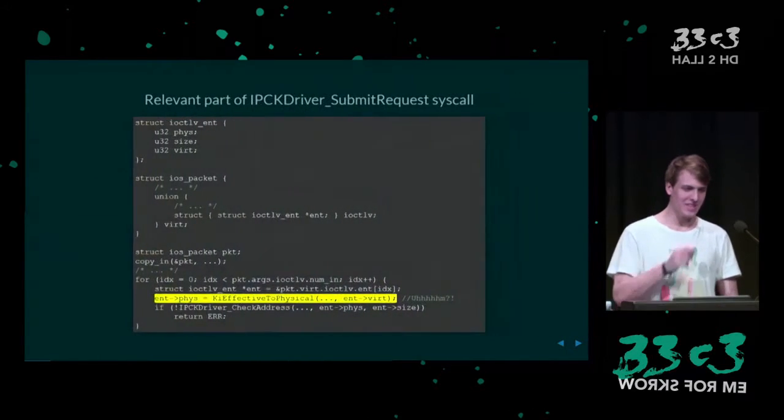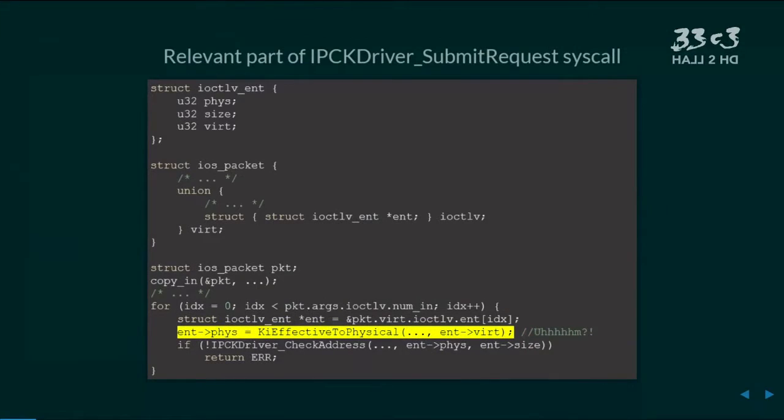So let's look at the relevant part. I'm really sorry I'm showing you this code here, but it's not much more than that. There's something called the IOS packet in the second line, which is kind of this request that we submit from user mode into kernel mode. And in the top line, there's this special request entry. It contains a physical address, a buffer size, and a virtual address. What we do from user mode is we submit it filled out with the virtual address and the size. And the kernel does this convenient thing for us to change the virtual address to the physical address.